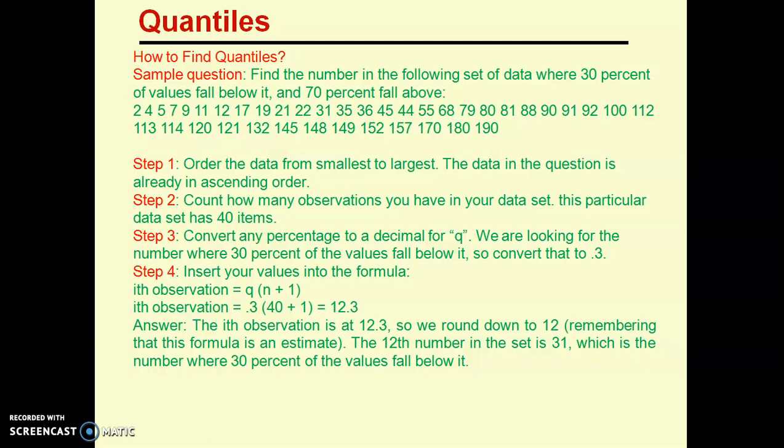Now if I want to find how many of the observations fall below 30%. Below 30% means 0.3. 30 by 100 is 0.3, means 30%. So its position should be q into n plus 1, where q is the percentage and n is the number of observations, so it is 12.3. So we will round off to 12. If it is 0.5 or greater, we will round off to 13. So the 12th number in the set is 31. Look, this is the 12th element and this is 31. It means this is the number below which 30% of the values fall.